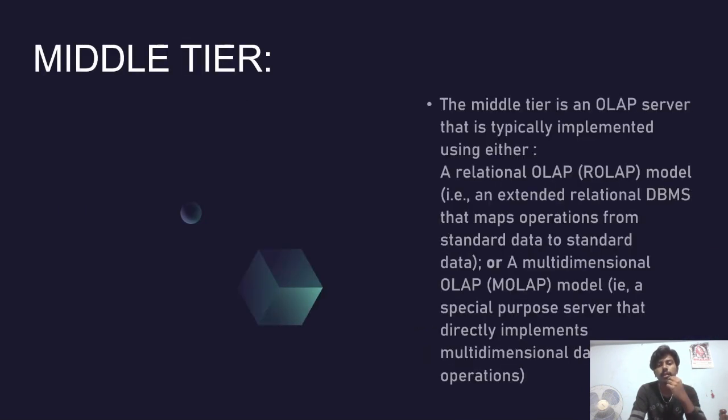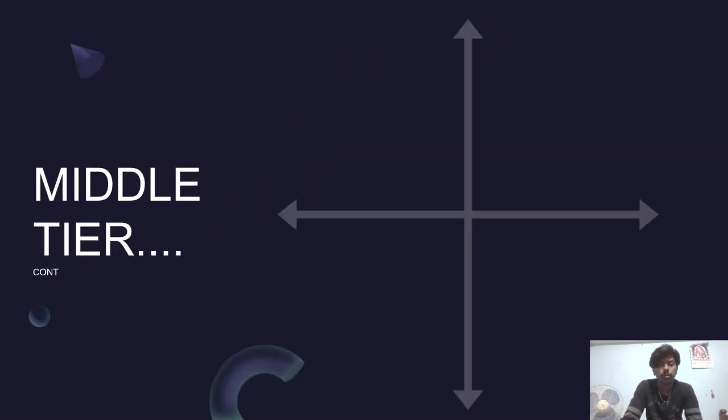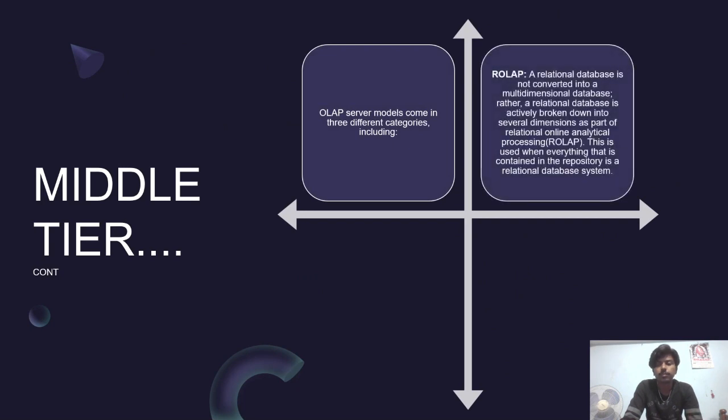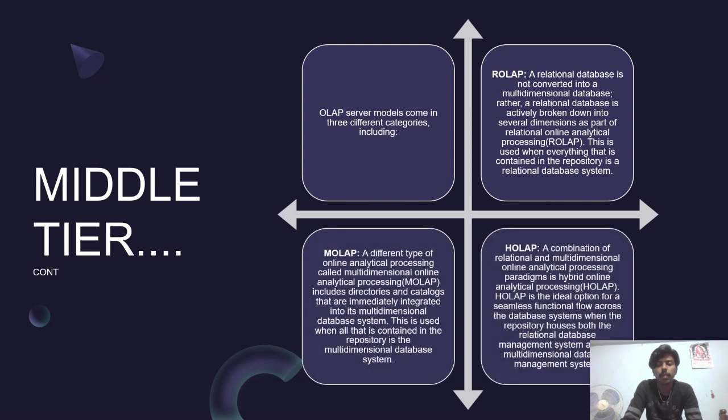Moving on, the middle tier. In the middle tier is an OLAP server that is typically implemented using either a relational OLAP, ROLAP model, i.e., an extended relational database that maps operations on multidimensional data to standard relational operations, or a multidimensional OLAP, also called the MOLAP model, i.e., a special purpose server that directly implements multidimensional data and operations. The middle tier continues. Here we see OLAP server models come in three different categories: ROLAP, MOLAP, and HOLAP.